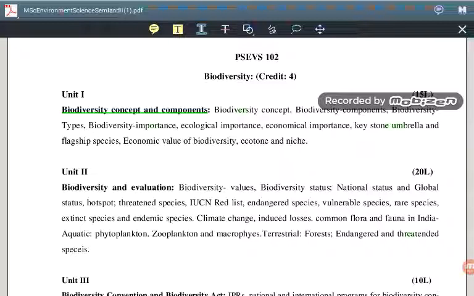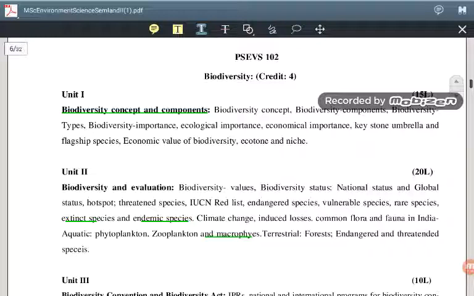Next, coming up to the next unit, that is biodiversity evaluation. How do we evaluate biodiversity, means the richness of species, how can it be evaluated? By means of certain evaluating techniques that we have to study, that is the IUCN Red List categories. What do you mean by endangered species, rare species, endemic species or extinct species? All these concepts come under biodiversity.